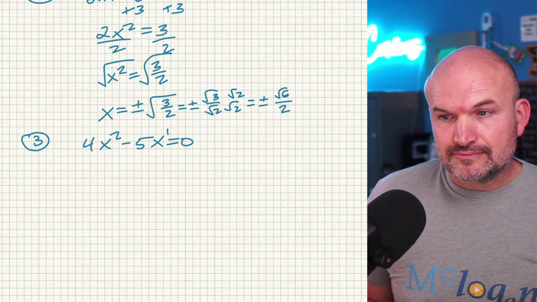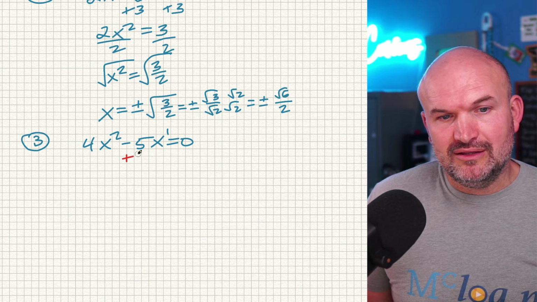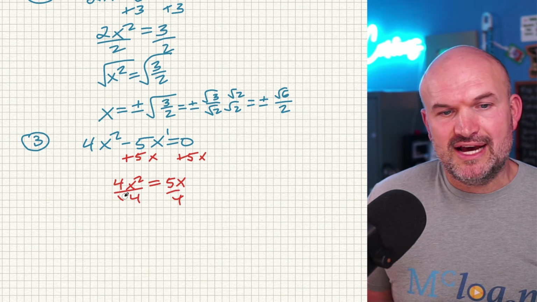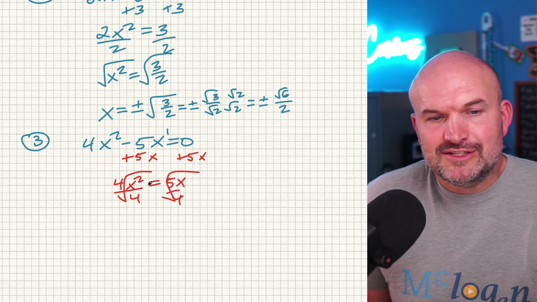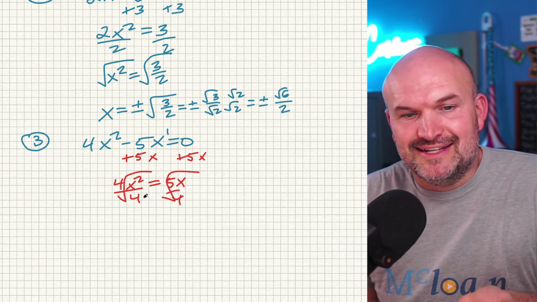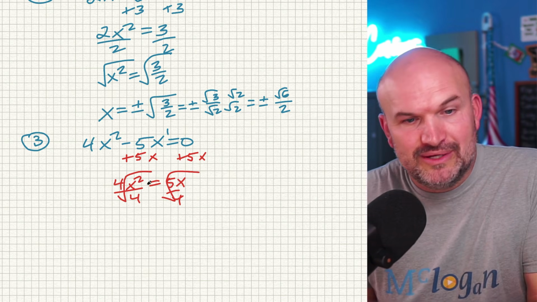So again, a mistake that students will make is they say, well, if I'm just going to use my inverse operations, I'll add a 5x to both sides. Then I get 4x squared is equal to 5x. And it doesn't matter if you're going to divide by 4 on both sides and take the square root. Guys, x squared is equal to the square root of something with an x in it. We're not going to get a value here, right?